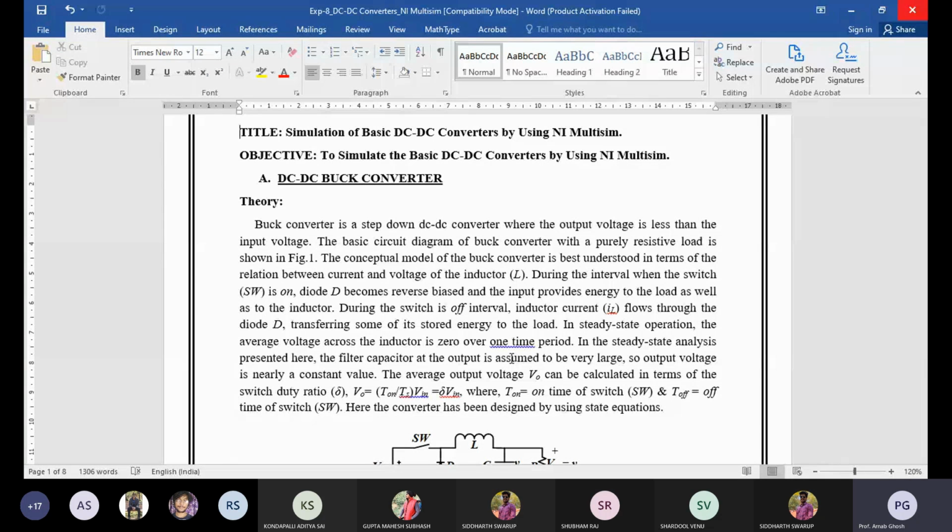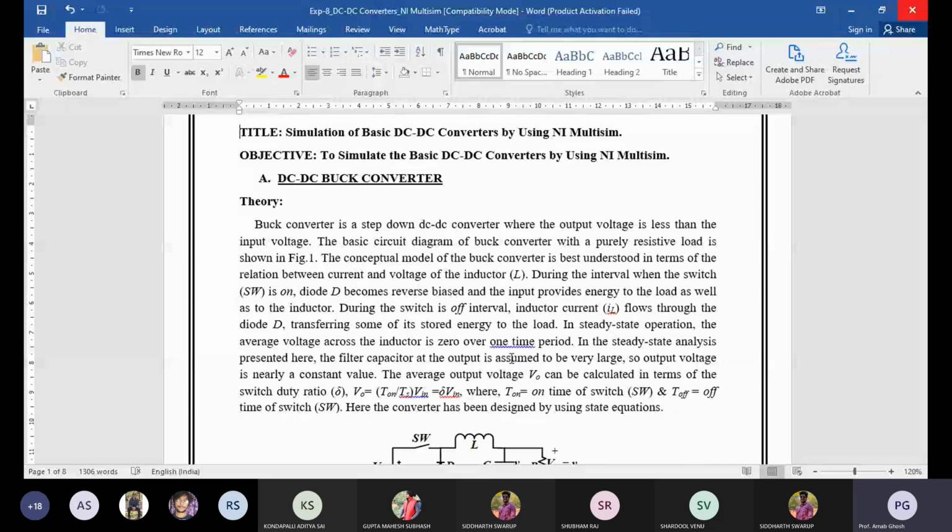Then experiment number 4 was 3 phase uncontrolled and fully controlled converter with RL and RLE load. Then experiment number 5 was 3 phase semi converter with different loads, RL, RLE. Then experiment number 6 was SCR triggering circuit and IGBT and MOSFET triggering circuit, means isolated, non-isolated. That was experiment number 6.